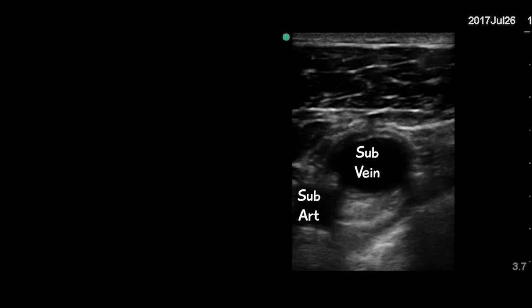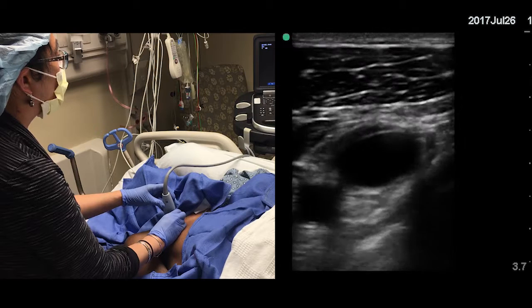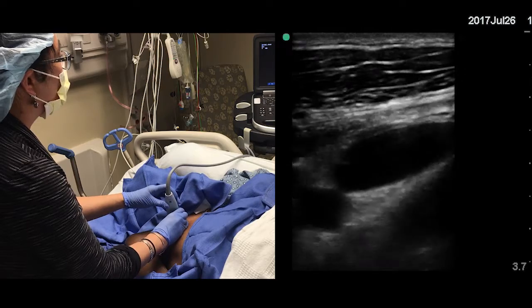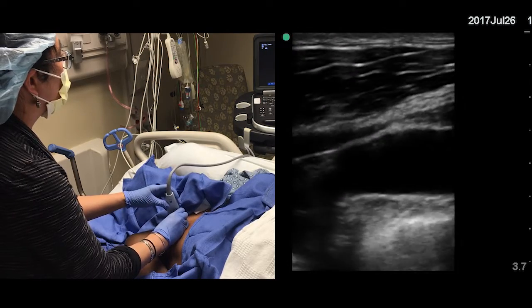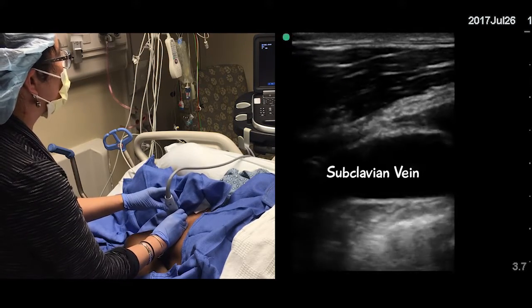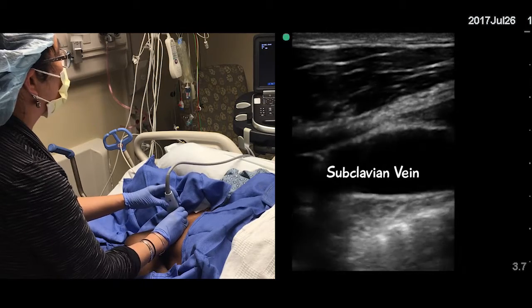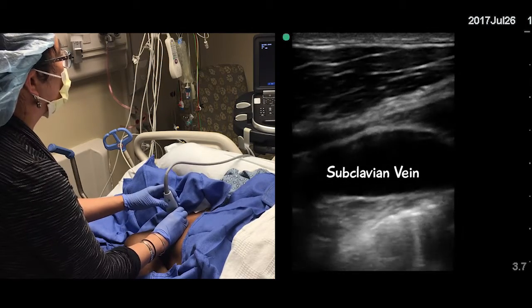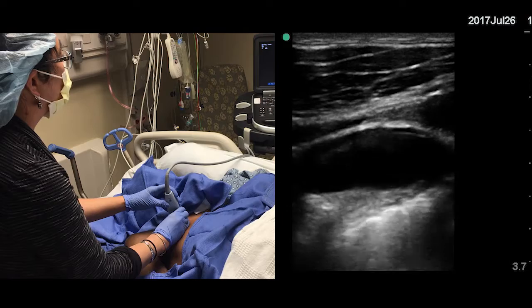With the vein in the center, the probe is turned 90 degrees with the marker towards the operator to obtain the longitudinal view. Here is the subclavian vein in longitudinal view. Once again, we see normal lung sliding immediately below.